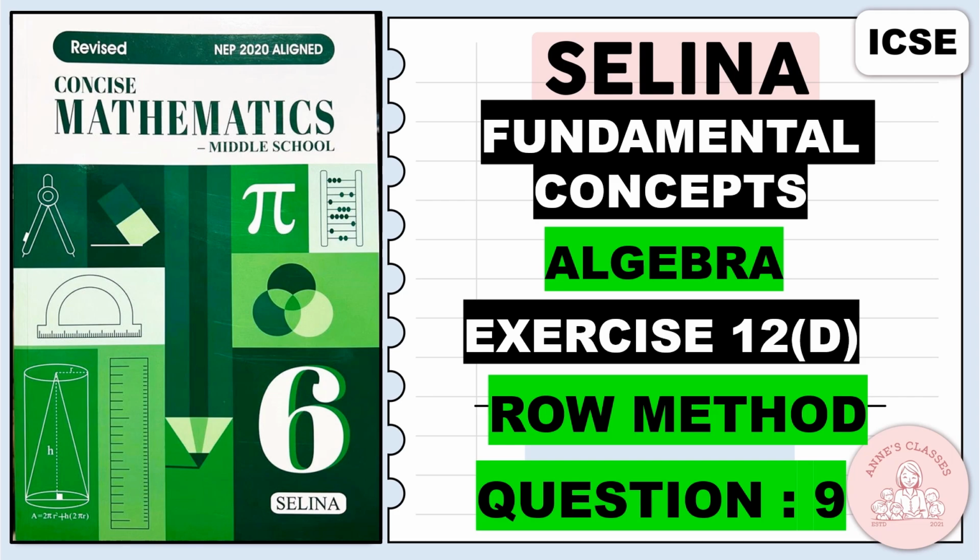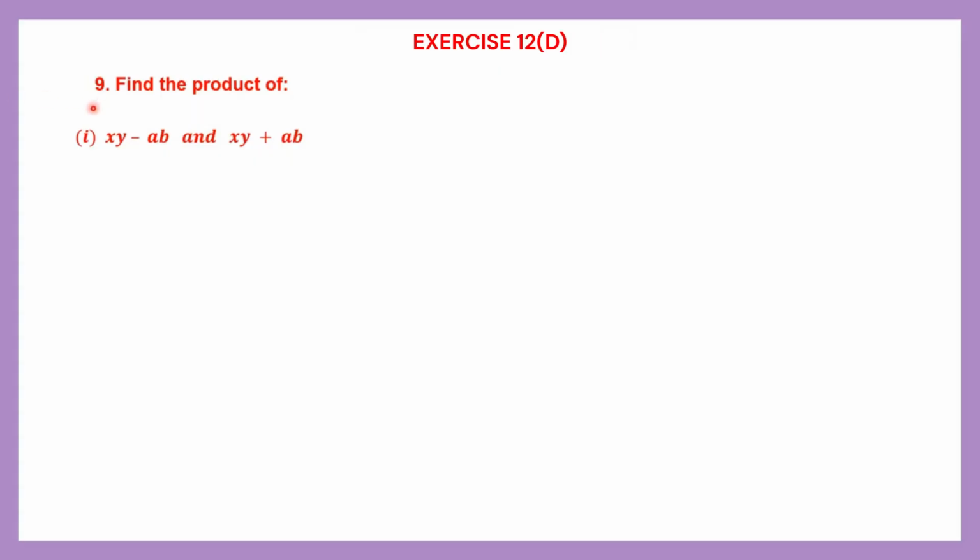Let's do Algebra exercise 12D. Question 9, find the product of. So here the first one is a binomial into a binomial. Find the product means multiply. So let's multiply these two binomials.